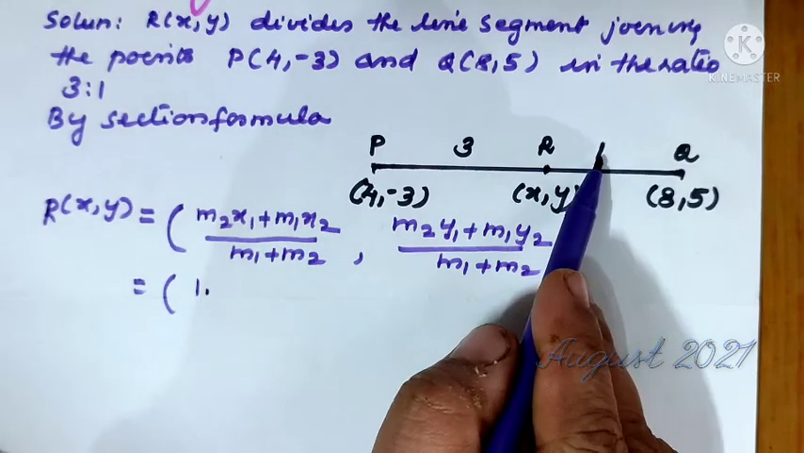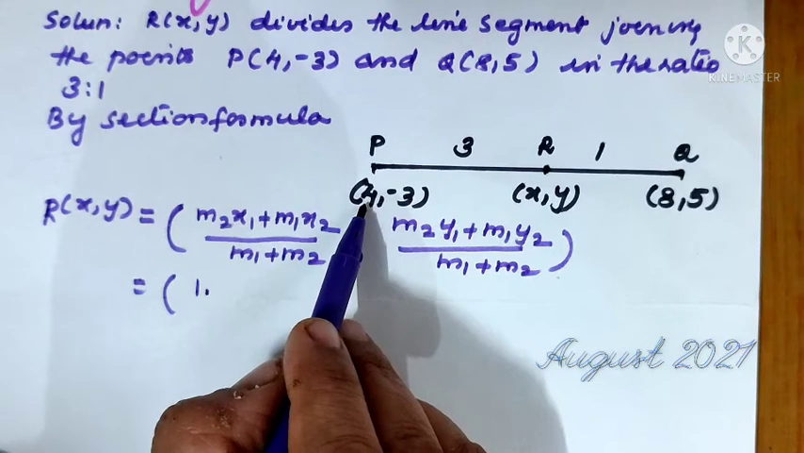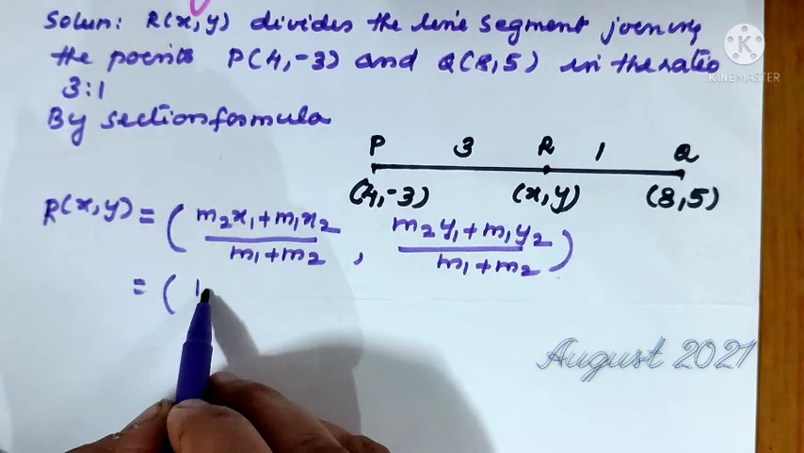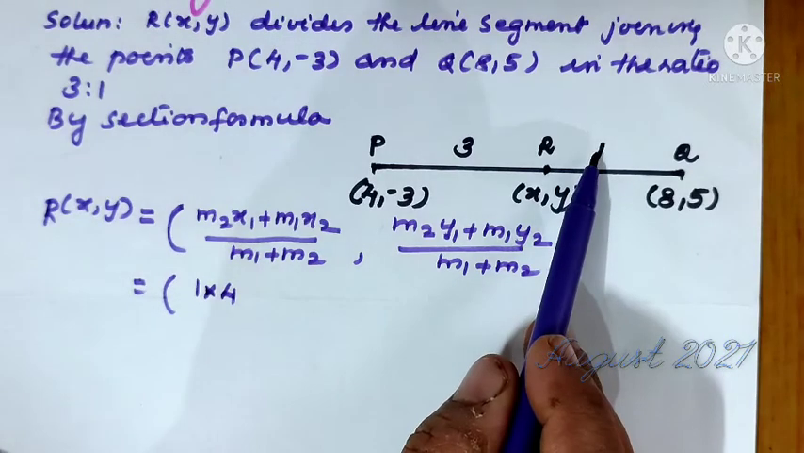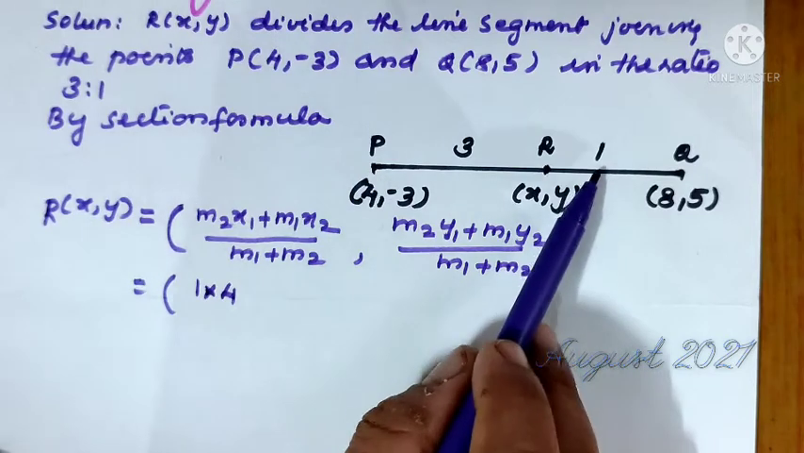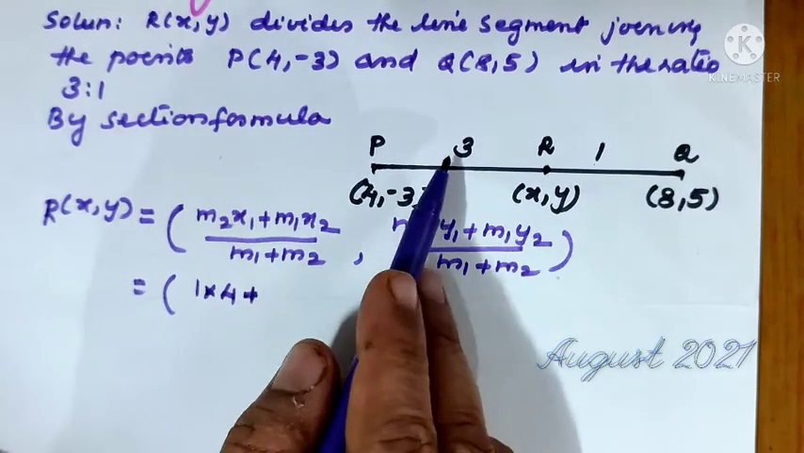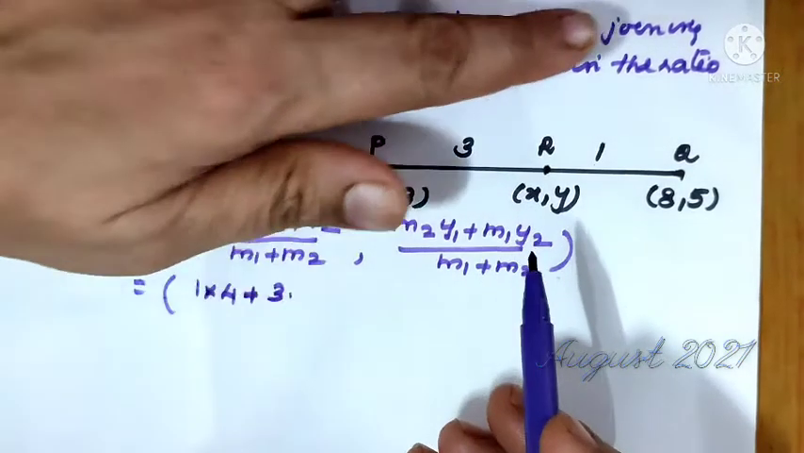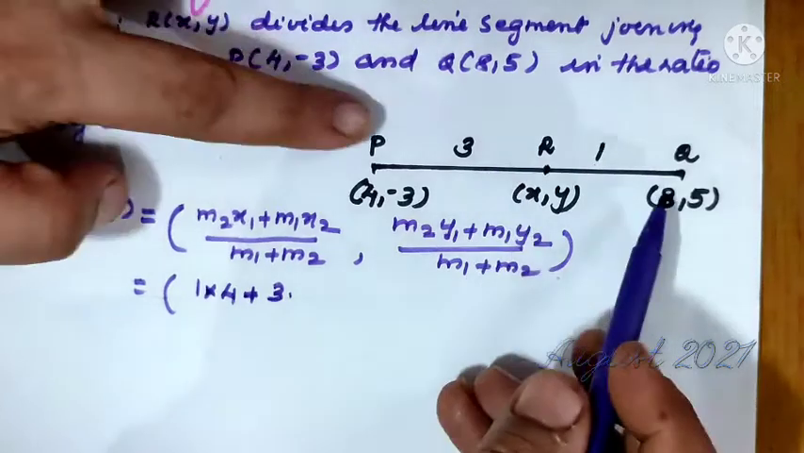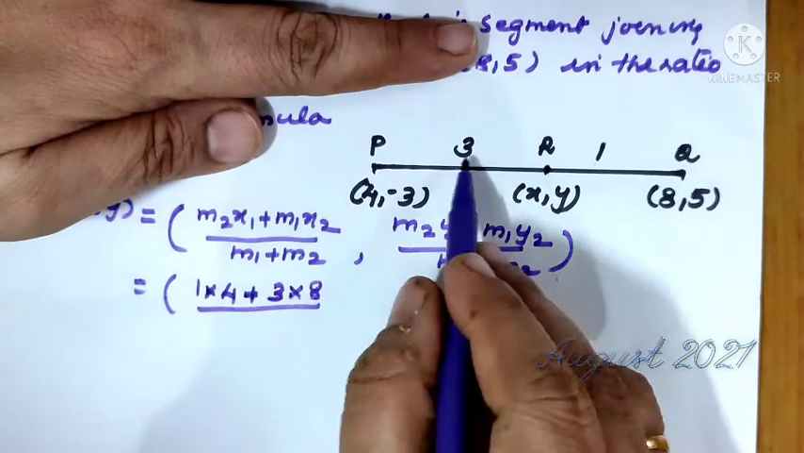Now when we are taking the second ratio, the coordinate we have to take from the first point, that is 4. So we are writing the x value, that is 1 into 4. Remember this: when we are taking the second ratio, we have to take the first coordinate. So 1 into 4, now plus sign by formula. Now the first ratio, that is 3, we have to go for the other side. Therefore 3 into 8. What is the total of the ratios here? 3 plus 1.